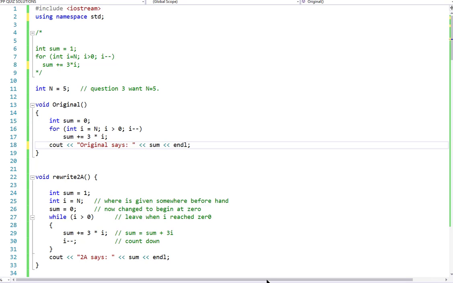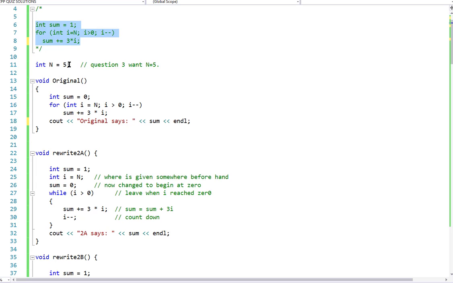Hello, I'm going to go over some of our sample problems. One sample problem was to take a piece of code, I've illustrated here, and rewrite it as a while loop and a do-while loop, separately of course. First thing I do is I write down the original.